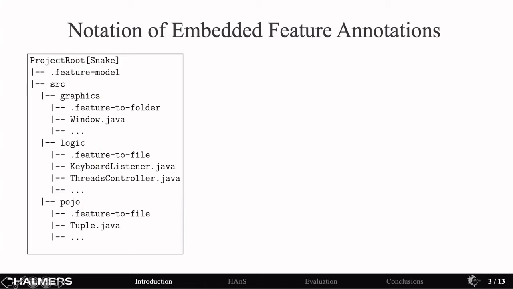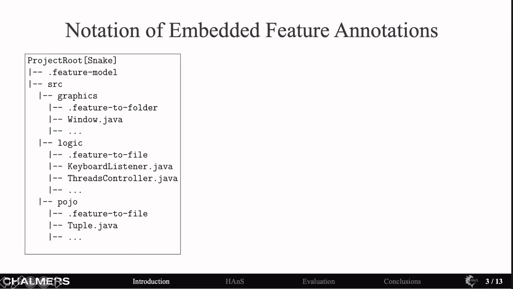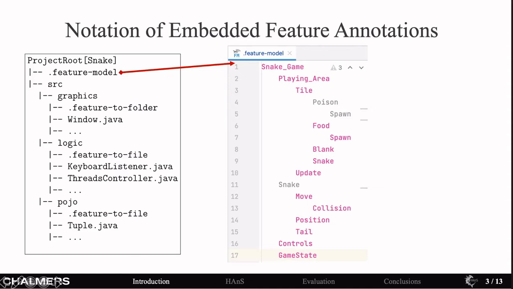Although we will demonstrate this notation in Java files, the syntax can be used in any programming language that supports comments. The central part in mapping code to features is a file called the feature model. This file lists all the features that are present in the software. For example, you can see that there is a feature called tile that has sub-features called poison and food.